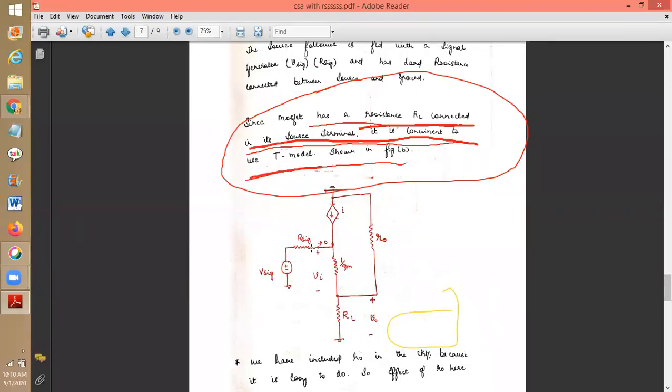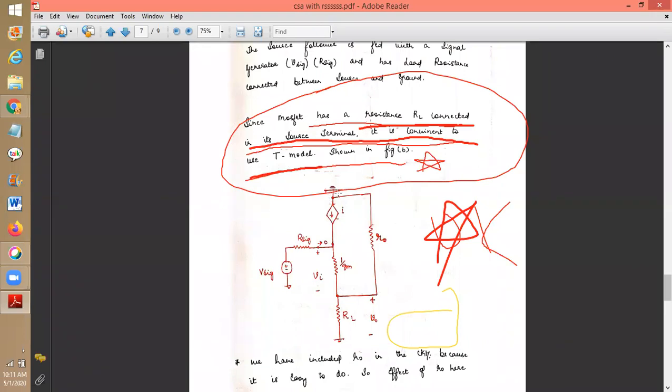How to draw the T model? I told you V signal and R signal will be retained as they are. Only the MOSFET part, I will show the gate here, the drain terminal by means of a current source, and at the source terminal I will attach the resistance 1 by gm. Students, there are certain steps to arrive at this T model, but since it is not included in the syllabus, I am directly making you write this T model.